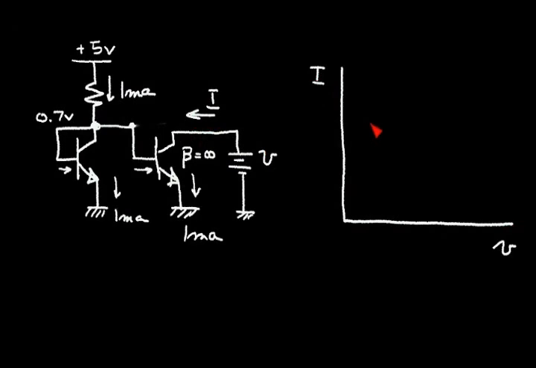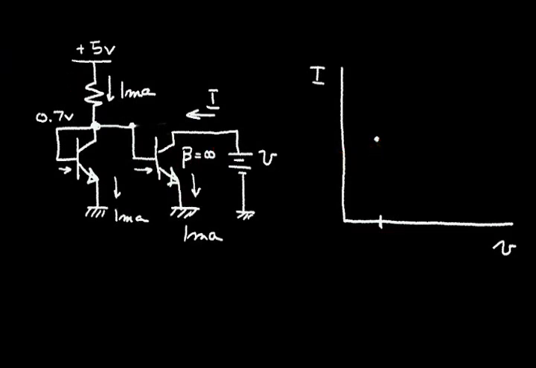And at V equals 0.7 volts, let's say that that's about here, the currents will be exactly equal. The bias conditions are the same on both NPN transistors. So I would expect about 1 milliamp.